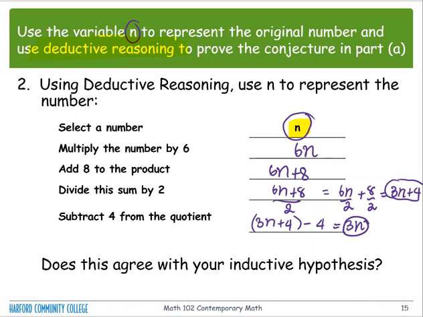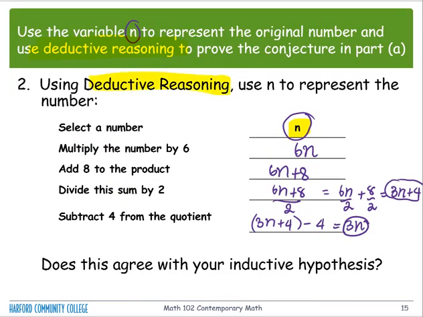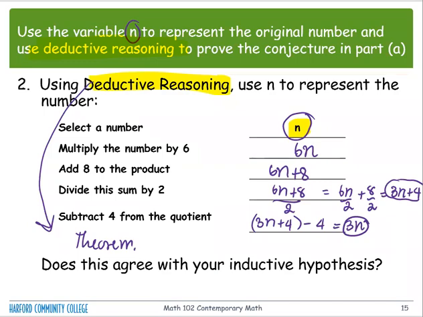The next part, the question asks, does this agree with your inductive hypothesis? The inductive hypothesis is the conclusion of the inductive reasoning. The conclusion of deductive reasoning is called a theorem, which works for all numbers n. Now, does this agree with your inductive hypothesis? The inductive hypothesis, what we saw in part A, the hypothesis or conjecture, said the result is the triple of the given or original number. So the answer is yes.